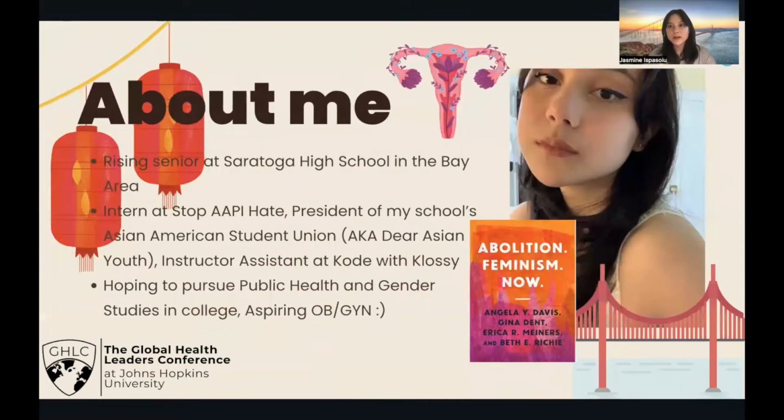So before we start, here's a little bit about me. My name is Jasmine. I'm a rising senior at Saratoga High School in the Bay Area. I'm an intern at Stop AAPI Hate. I'm the president of my school's Dear Asian Youth Club, which is basically like the Asian American Student Union. And I'm also an instructor assistant at Code with Classie, which is a camp dedicated to representing women and non-binary people in computer science. And in college, I hope to pursue public health and gender studies because I am an aspiring OBGYN.